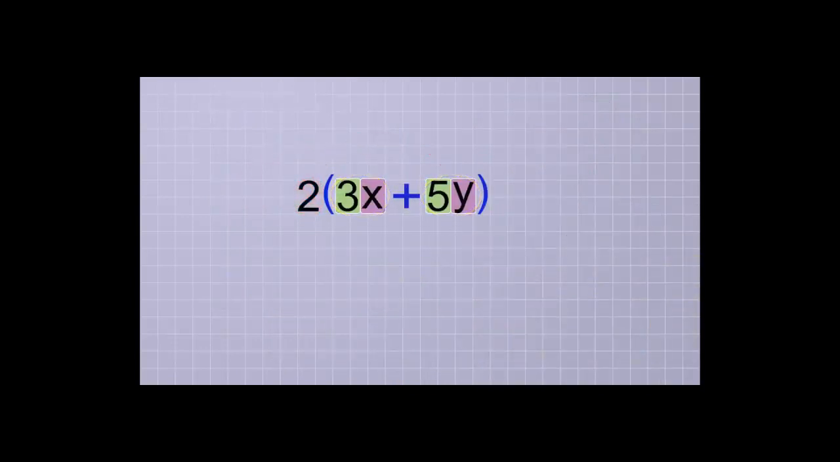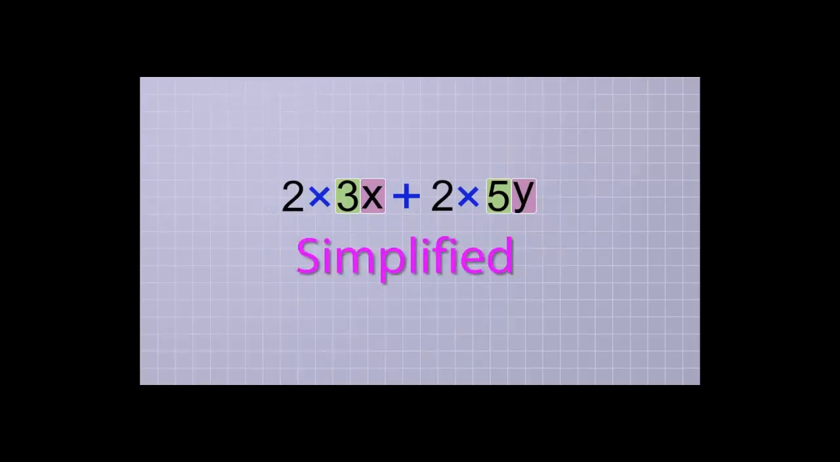Getting back to our example, distributing the factor 2 to each term gives us 2 times 3x plus 2 times 5y. But this can be simplified even further because we know that 2 times 3 is just 6 and 2 times 5 is just 10.